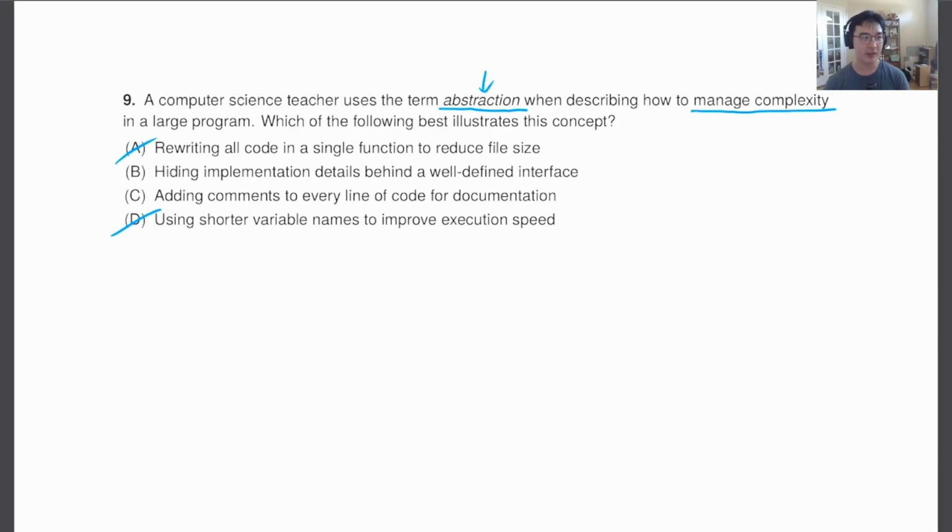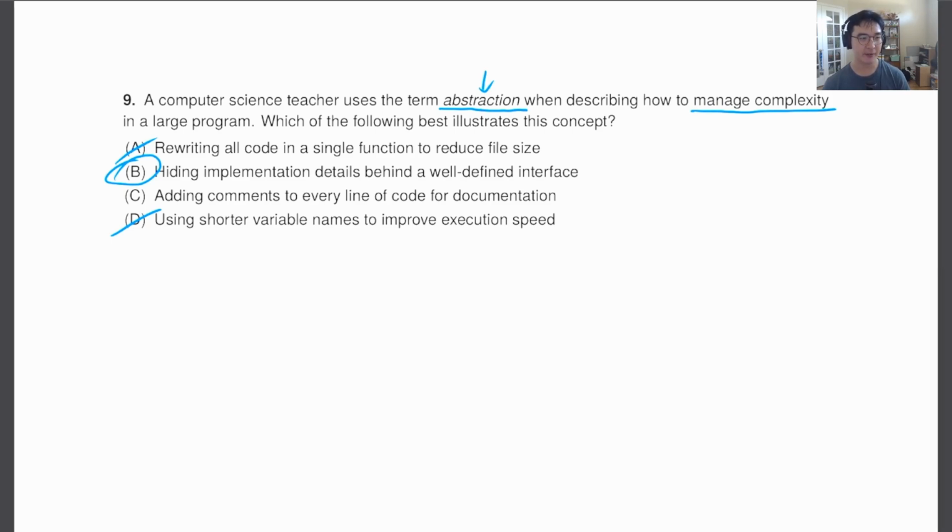So the best answer choice that goes along with that is answer choice B, hiding the implementation details behind a well-defined interface. For a computer, the well-defined interface is a keyboard and a mouse. You use that to use any computer really, right? For a car, it'd be the gas pedal, the brake pedal, the wheel, the gear shift. You can use that to drive pretty much any type of car. So that is how abstraction can help manage complexity in real life and in a program.